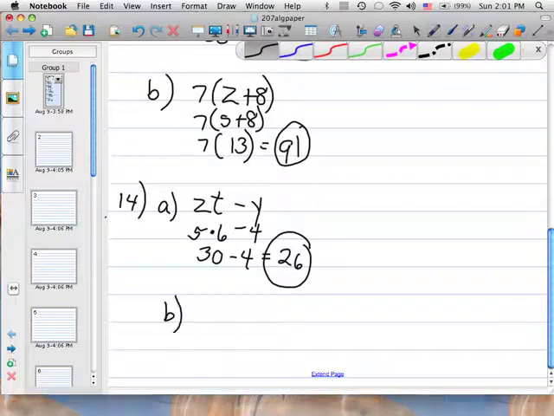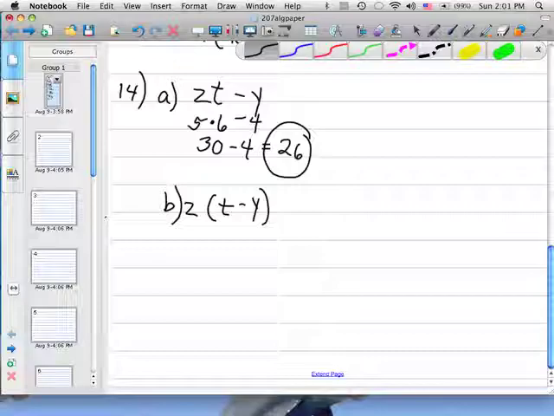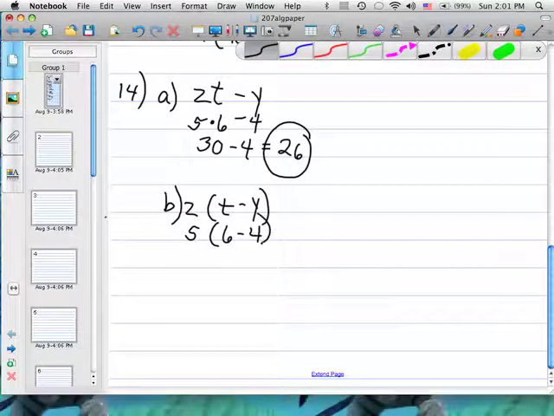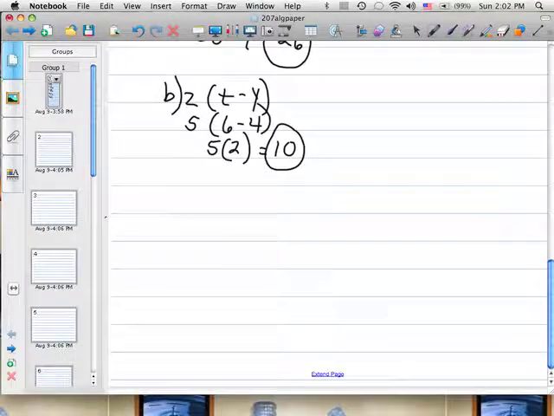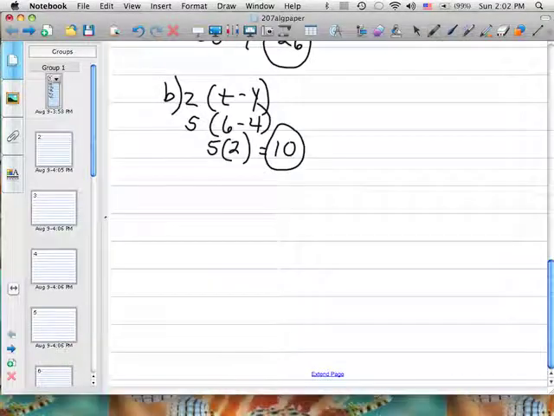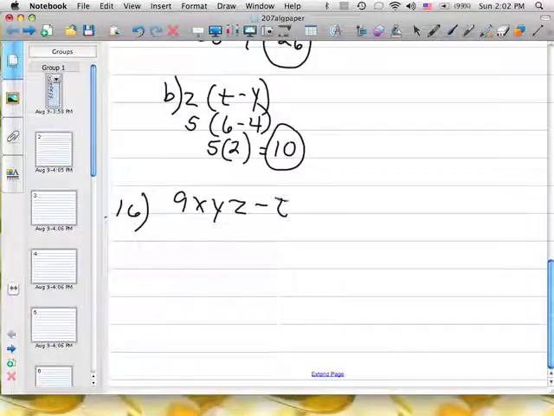Skip a line. Problem number 14. We have zt minus y. Looking at the values for those variables and substituting in, z is 5 times t, which is 6, minus y, which is 4. Multiplication first, so we get 30 minus 4. And that's 26.